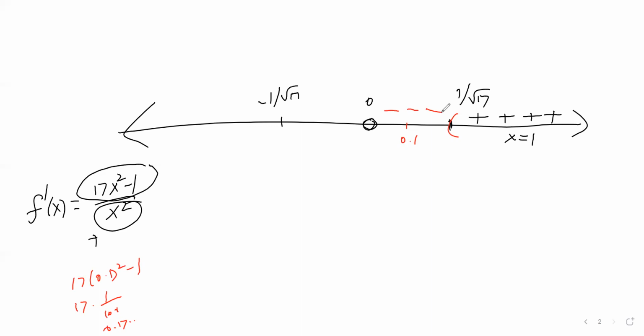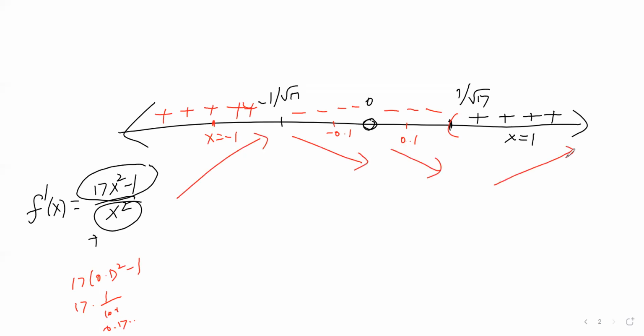And then similarly here, you can put negative 0.1 and plug it in, and this is all negative as well. And if you pick something here, let's say negative 1, this will be all positive. So the function is increasing here, decreasing here, decreasing here, and increasing here. Therefore, this is a relative max, and this is a relative min.